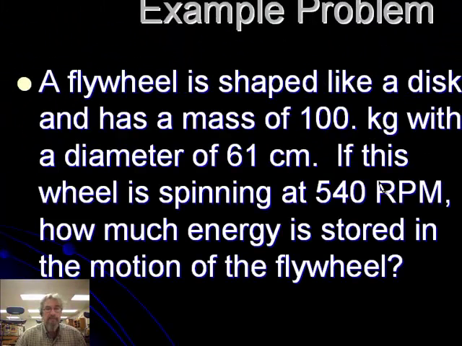Here's an example problem that allows us to work with the rotational version of kinetic energy. It says a flywheel is shaped like a disc and has a mass of 100 kilograms. Diameter is 61 centimeters. The wheel is spinning at 540 RPMs, and the question is, how much energy is stored in the motion of the flywheel?